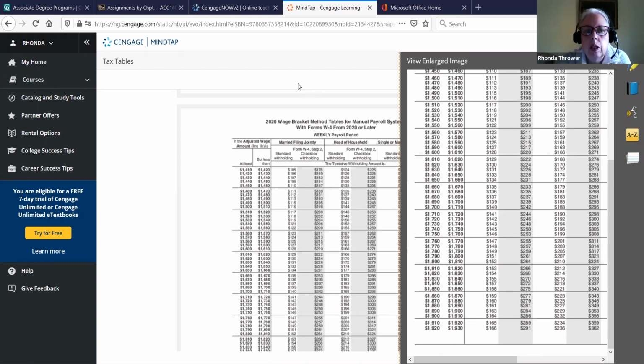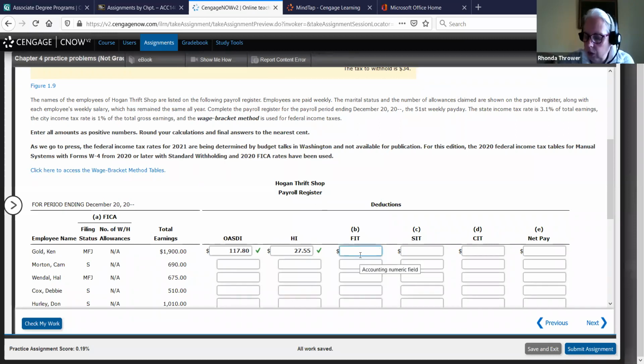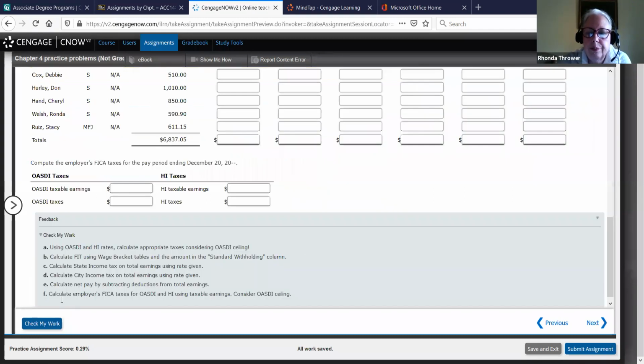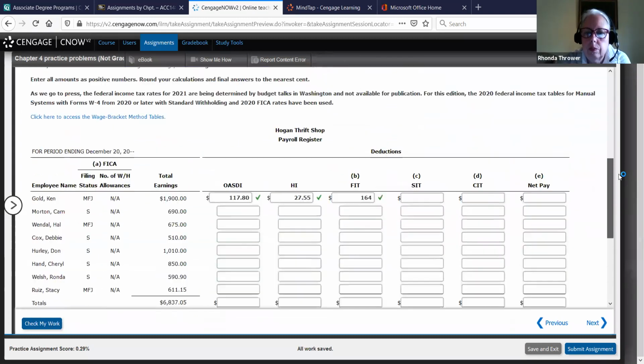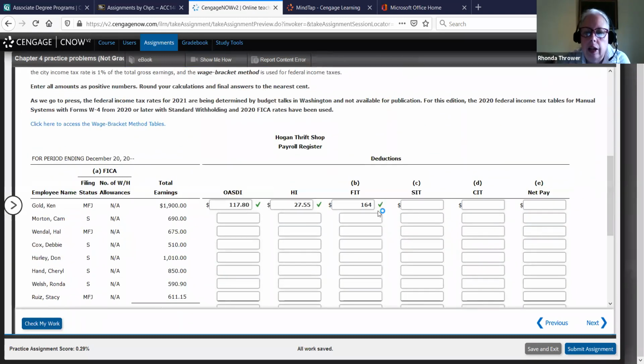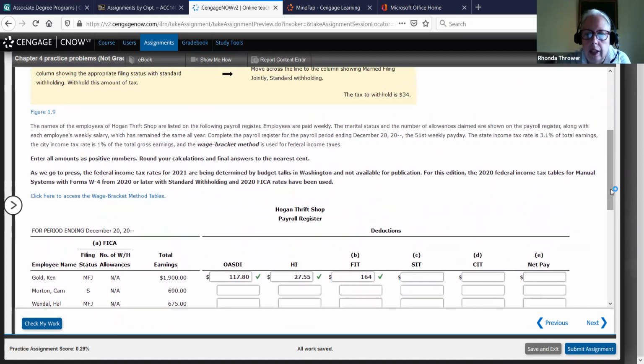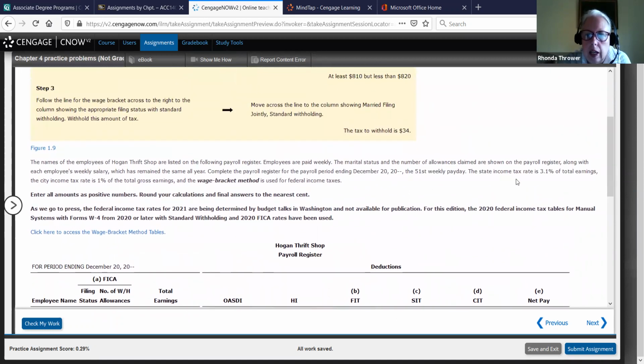$164. So I'm going to go back to Cengage. I'm going to put in $164. I'm going to check my work. And that is the correct amount. So I'm going to also need to calculate the state income tax. They have given us in the instructions the state income tax rate, and that rate is 3.1%.